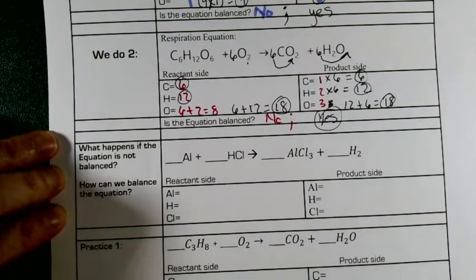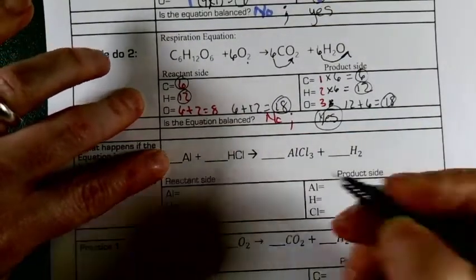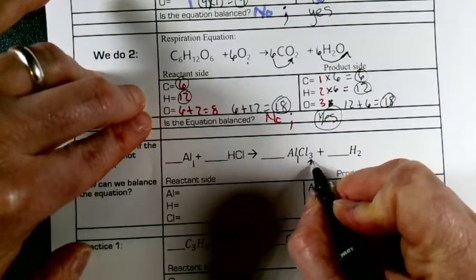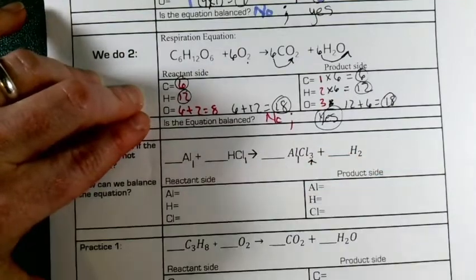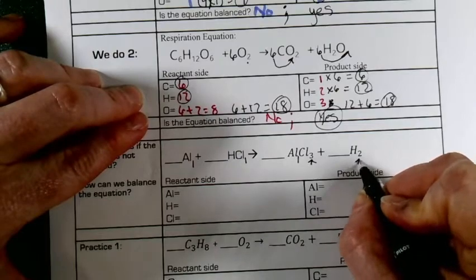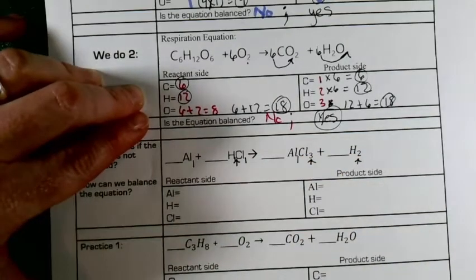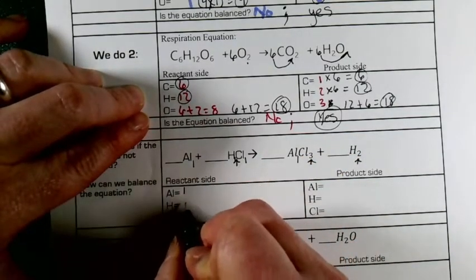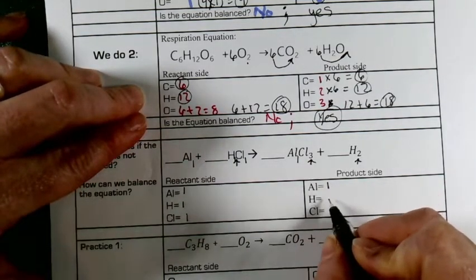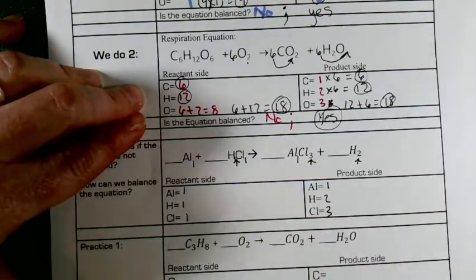So what happens if we look at this and go, what in the world? I have one aluminum, but I have 3 chlorine here on my product side. I only have 1 on my reactant side. I have 2 hydrogens on my product side and 1 hydrogen on my reactant side. So 1, 1, 1 all across on my reactant. I have 1 aluminum on my product side, 2 hydrogens, and 3 chlorines.